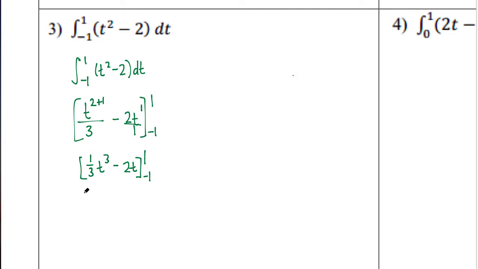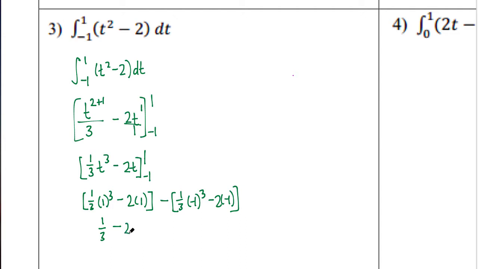So I'm going to go ahead and plug those in. So upper minus lower. So 1/3 times 1 cubed minus 2 times 1, minus, now the lower bound, 1/3 times -1 cubed minus 2 times -1. So this simplifies, I'll just do it one at a time. So this will be 1 cubed is 1, so that will be 1/3. And then 2 times 1 is 2, so minus 2.